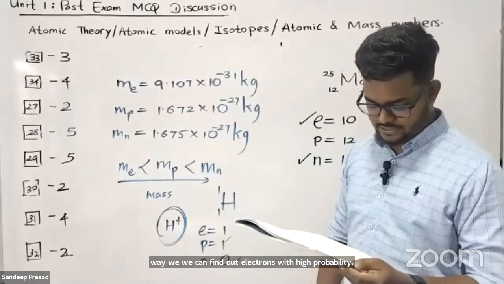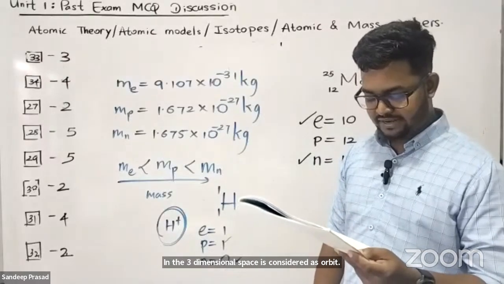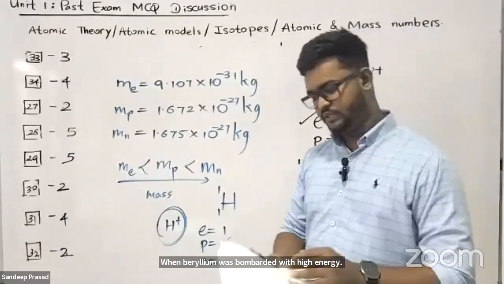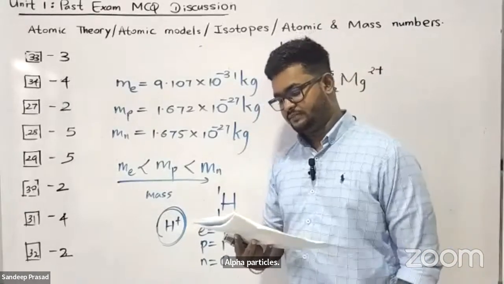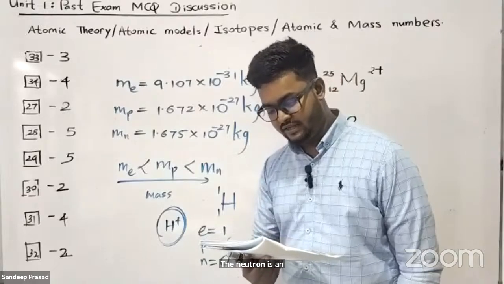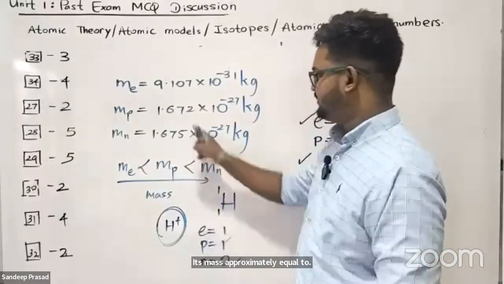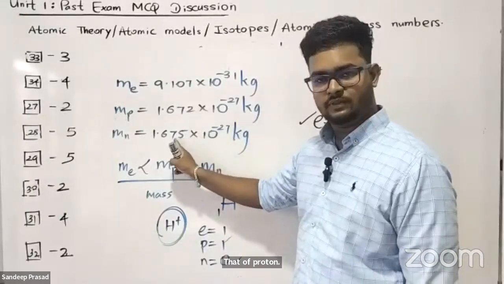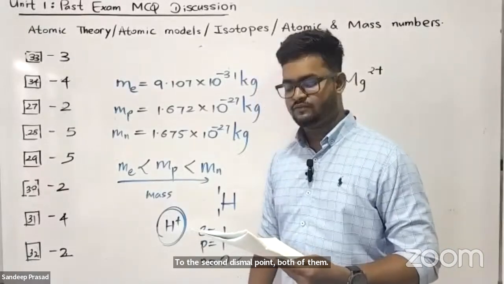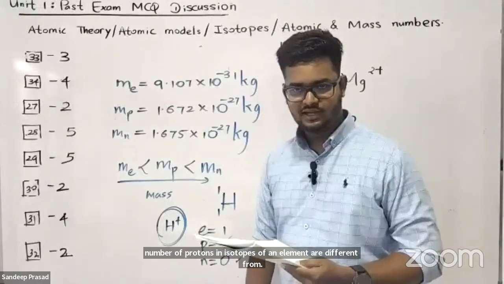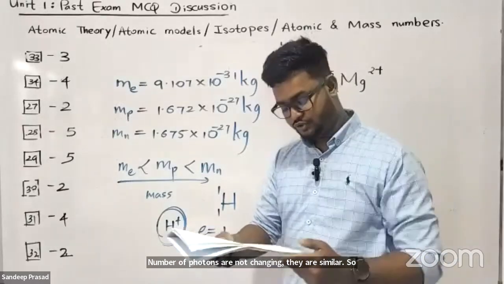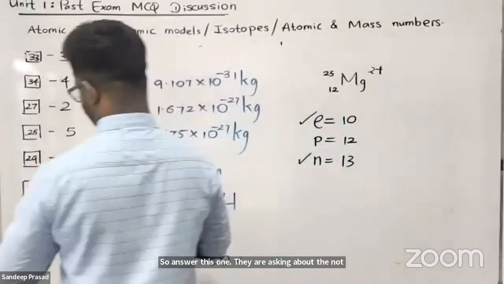The neutron was detected when beryllium was bombarded with high energy alpha particles. Correct. That's how neutron was discovered. The neutron is an uncharged particle with its mass approximately equal to that of a proton. Approximately equal, up to the second decimal point, both of them are equal. The number of protons in isotopes of an element are different from each other. Is that correct? The number of protons is not changing. They are similar. So the answer for this one, they are asking about the not true statement. 35, answer is 5.